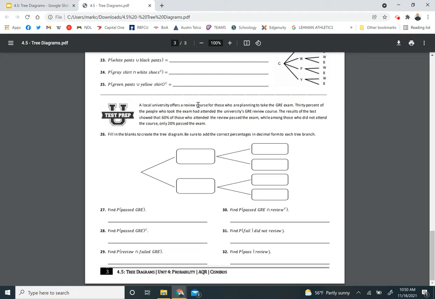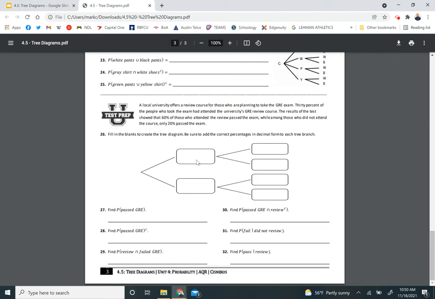It says a local university offers a review course for those who are planning to take the GRE exam. 30% of the people who took the exam had attended the university's GRE review course. The results of the test showed that 60% of those who attended the review passed the exam, while among those who did not attend the course, only 20% passed the exam. So fill in the blanks, and we're going to add percentages to the tree diagram.